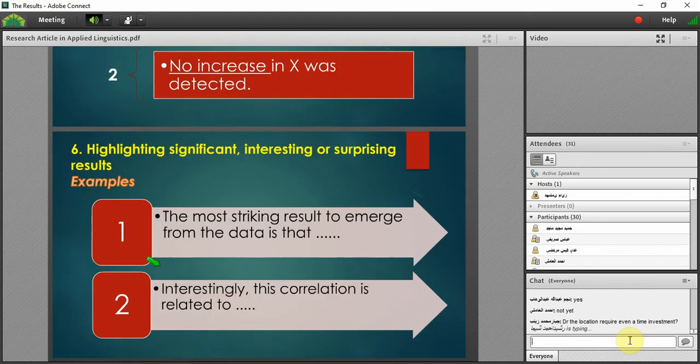What about 6? I told you, you should report the most significant, interesting or surprising results after the tables in a few lines. See, I'm repeating that. In a few lines. Only highlight the most significant findings. Take a look at the first example: the most striking result to emerge from the data is that.